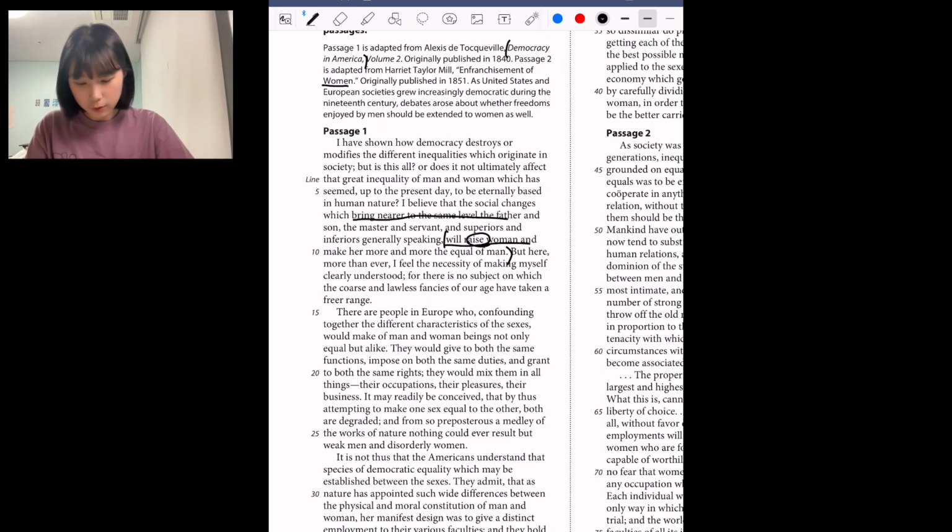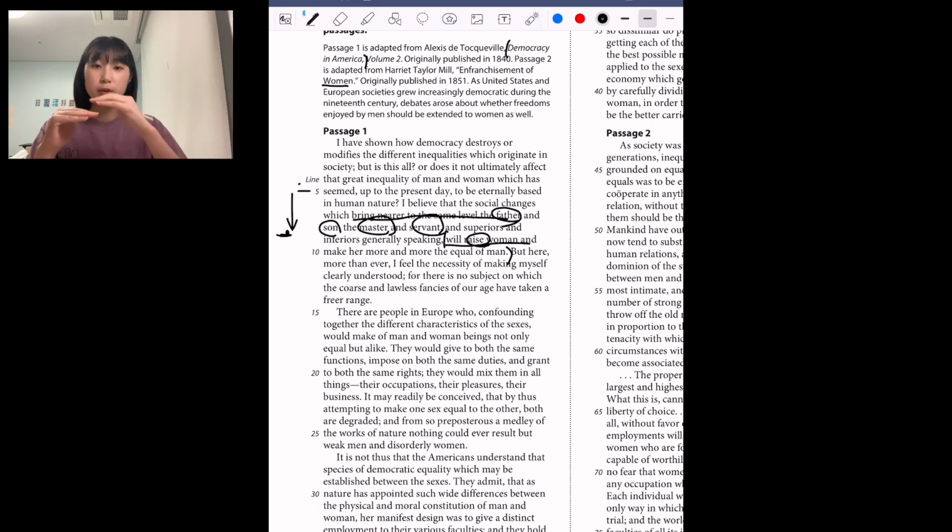"bring near to the same level the father and son, the master and servant." It's implying that the son is usually in a lower position than the father, and the servant clearly is in a lower position than the master, and it's saying that it's basically the same thing with men and women, and they're saying that woman needs to be raised to be the equal of the man.